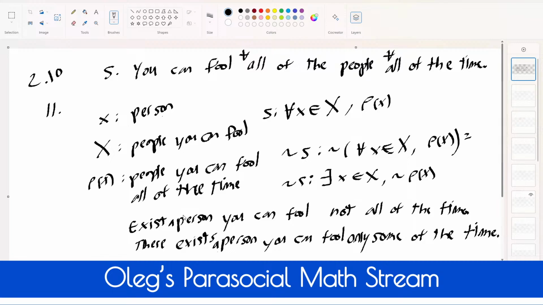So, that goes with what they wrote. There is a person that you can't fool all the time, or there is a person X and a time Y for which X is not fooled at time Y. Oh, that was clunky. Okay, only some of the time. All right, you can't fool.